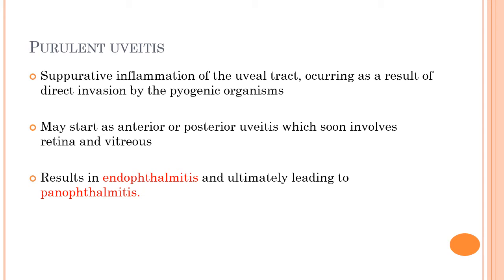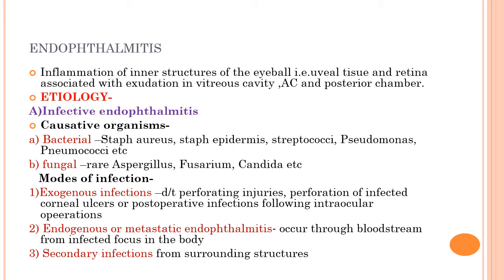What are endophthalmitis and panophthalmitis? So what is endophthalmitis? It is inflammation of the inner structures of the eyeball. What are the inner structures of the eyeball? They are the uveal tissue, retina and the vitreous cavity. So a suppurative inflammation of all these structures is called endophthalmitis. Here suppuration is involved in both the anterior and posterior chamber. So what are the causes of this endophthalmitis? There are various purulent organisms which enter the eye.